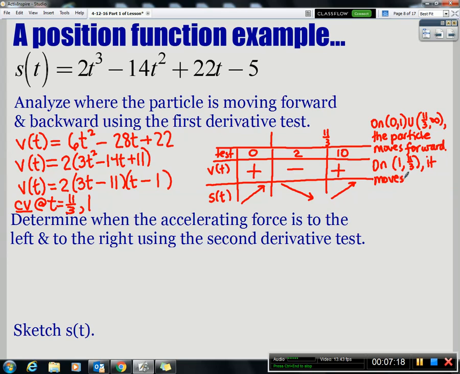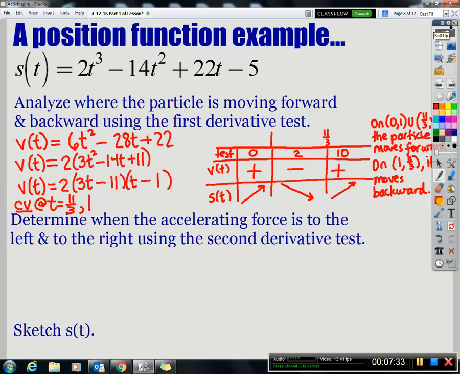I'll just use it to save some writing here. So determine when the accelerating force is to the left and when the accelerating force is to the right. All that's saying is determine when acceleration is positive and when it's negative. So I'm going to change colors just a little bit. I want the acceleration. Of course, that's just a of t. And if I go back to my original equation for v of t, that will be the easier one to take the derivative of. So I'm getting 12t minus 28.